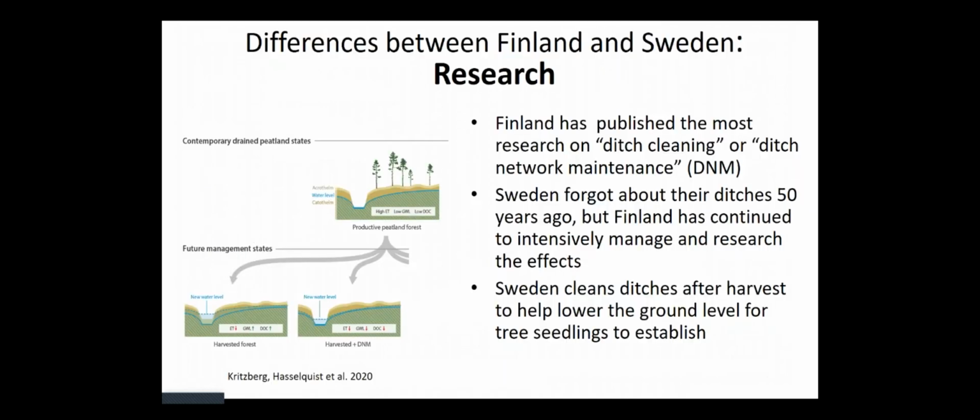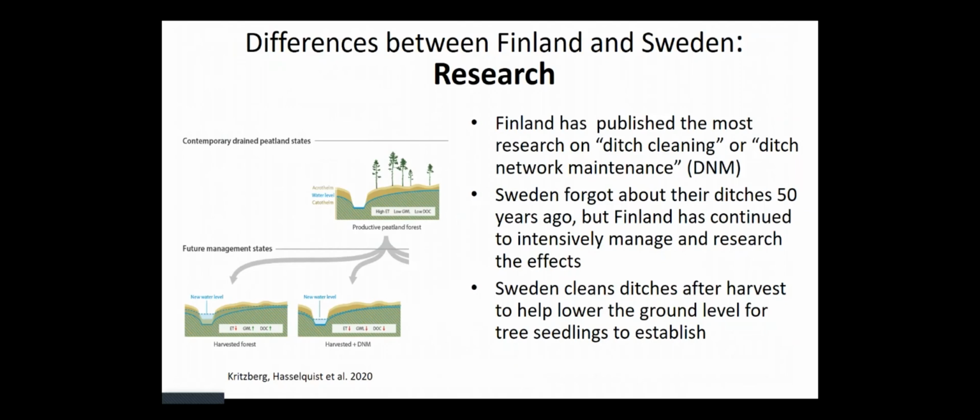But I think there are a few things to keep in mind when listening to the Finnish researchers, just to have some context. There are some differences between Finland and Sweden that make pursuing research in Sweden about ditch management important, and that we're not just repeating what they've done in Finland.